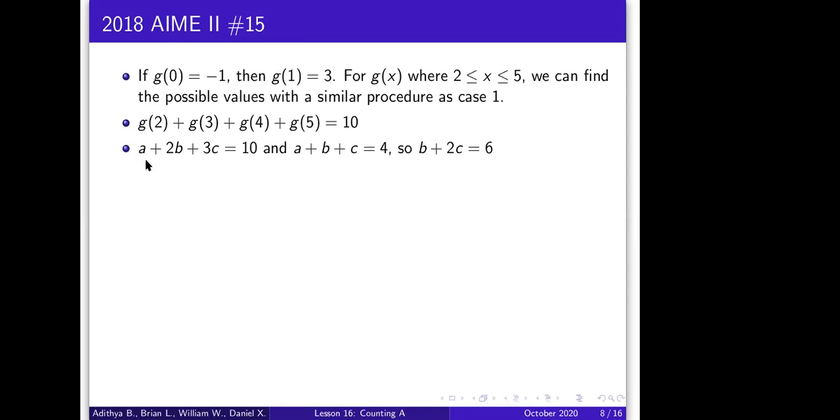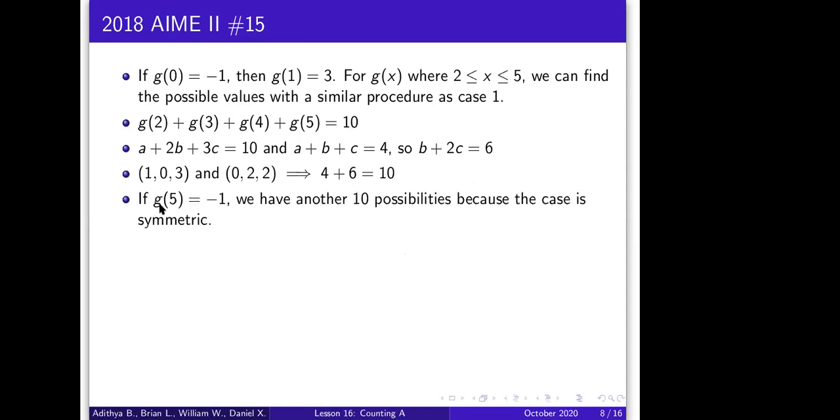If there's a times where 1's here, b 2's, and c 3's, then a plus 2b plus 3c is 10, and a plus b plus c is 4. And we can find that the triples here are 1, 0, 3, and 0, 2, 2. And the number of ways to order each one is 4 and 6, respectively. So the sum here is 10. And it's completely symmetric if g of 5 is -1. So we have another 10 possibilities there.